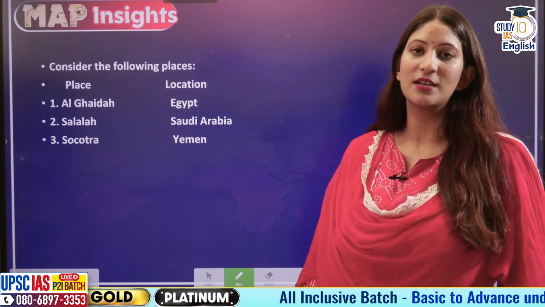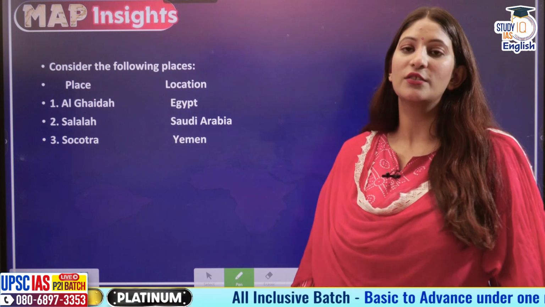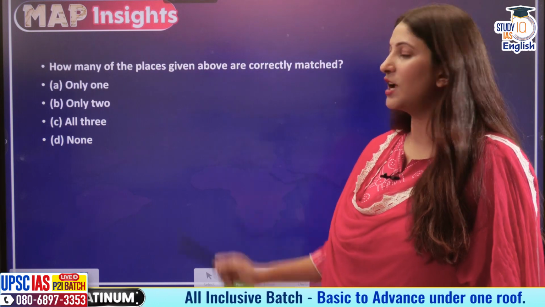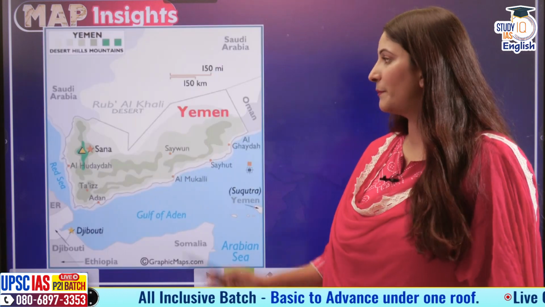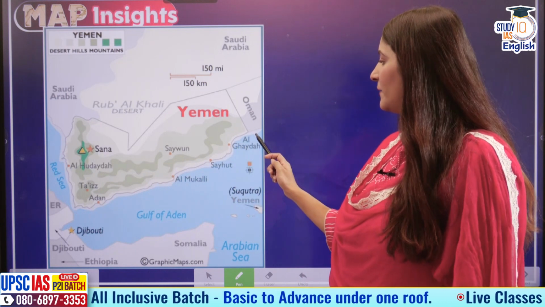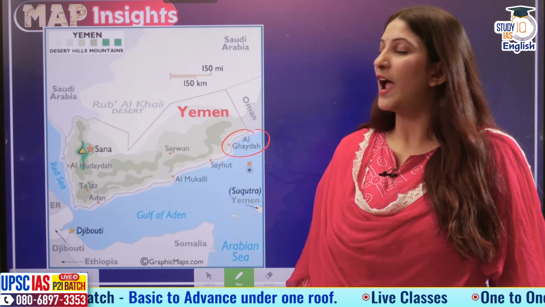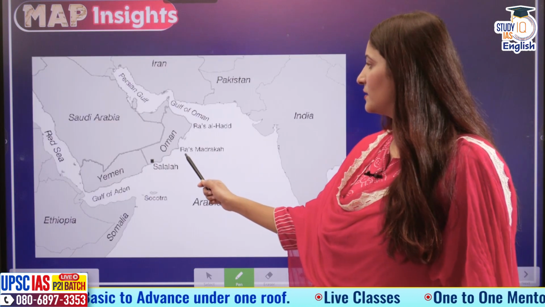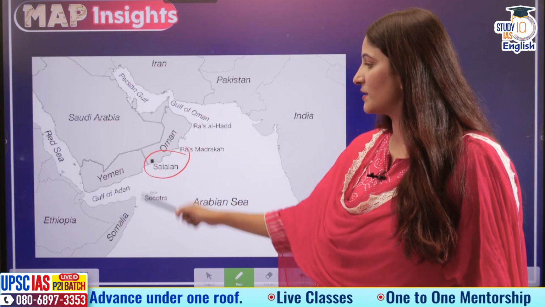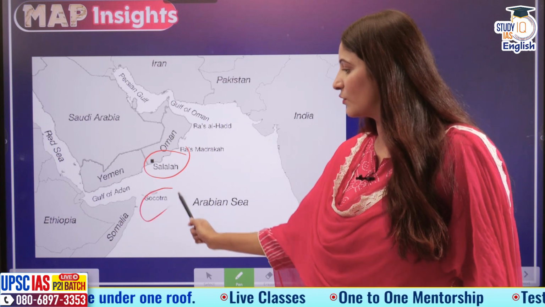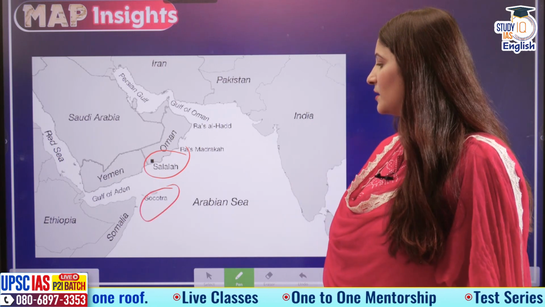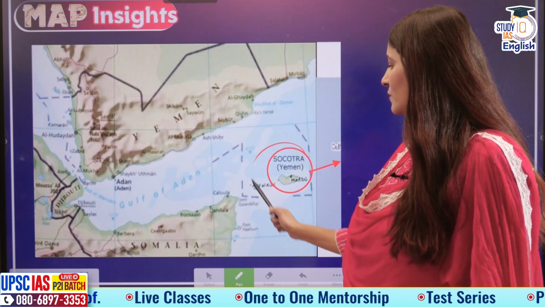Ghaidah, Egypt; Salalah, Saudi Arabia; Socotra, Yemen. So what do we have to see? How many of the pairs given above is or are correctly matched? Ghaidah is situated in Yemen. Salalah is situated in Oman, as you can see over here. Here is Socotra. Socotra is an island in the Arabian Sea and it belongs to Yemen.